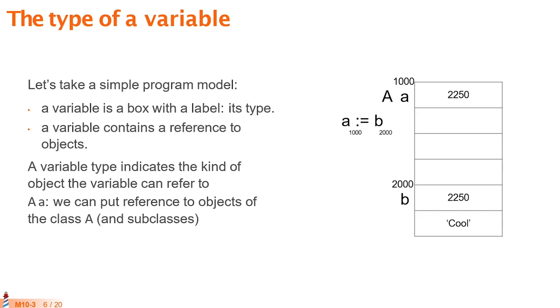We have to have an agreement between the type of the variable and the type of the object that we are putting in it. Of course, when we say the type, we mean the type and its subtypes. In this case, for example, if the variable is of type A, we can put in all the objects that are of class A and its subclasses.